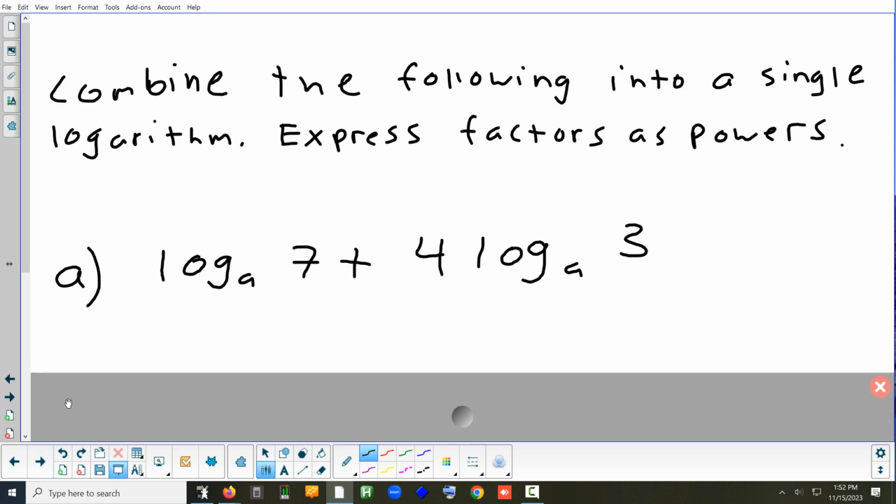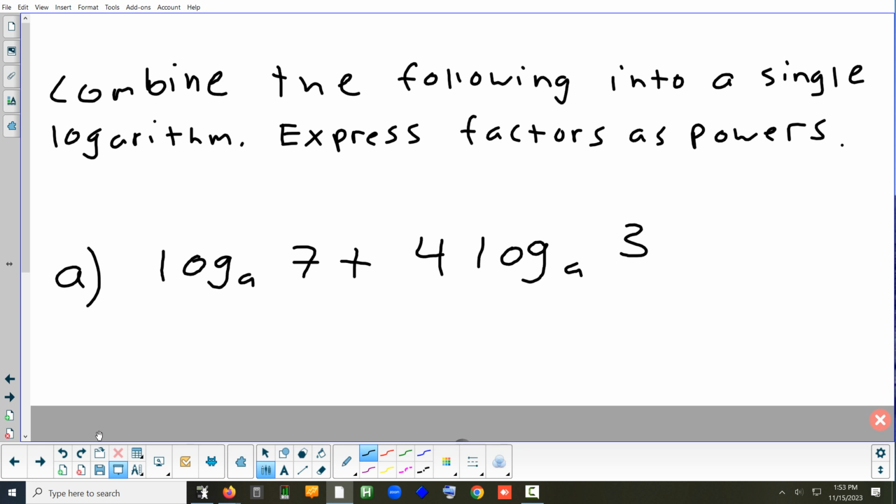Let's try the reverse now. So now it says to take 2 logarithms that are separate and combine them together. And the last sentence is the reverse. It says express factors as powers. That means take the numbers in front and put them back as exponents. All right. Do we have any numbers that are in front? 4. Yes. So the first thing you have to do, and this is the last thing you would have done in the other kind of problem, is put the 4 back.